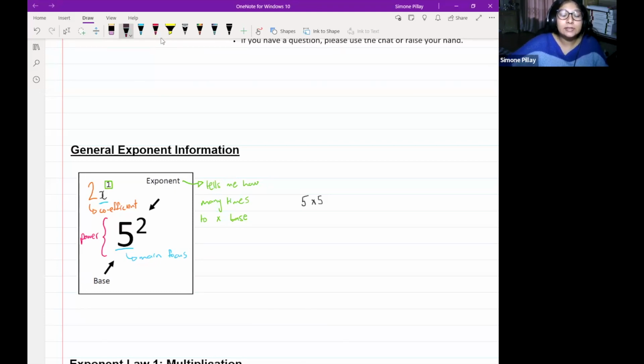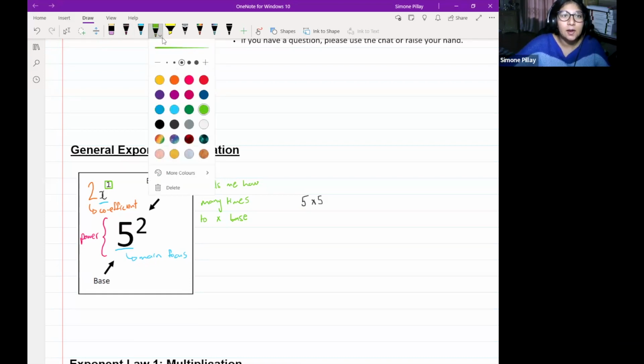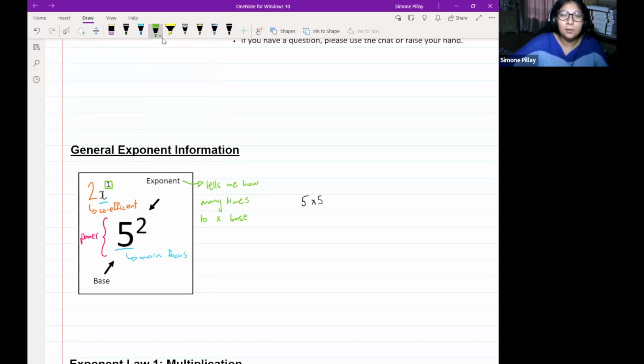My exponent tells me how many times I need to multiply my base by itself. So let me fix that over here: my exponent tells me how many times to multiply my base by itself. So I'm not multiplying it by random numbers. I'm multiplying it by itself. And I think you guys know this.